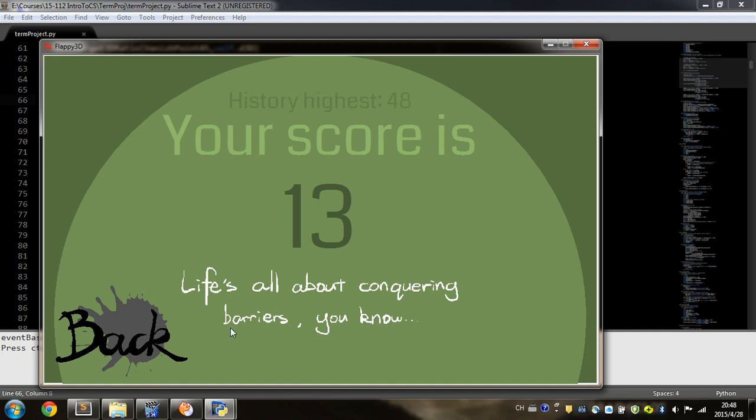The game also states here, life is all about conquering barriers, you know? So you live, you dream, you fly to your goal, and it's worth it. Life is a game, and it's far more annoying than the Flappy Bird. But no matter what we have, we still need to walk around to the eventual death.